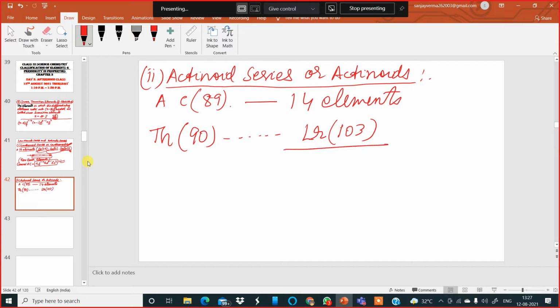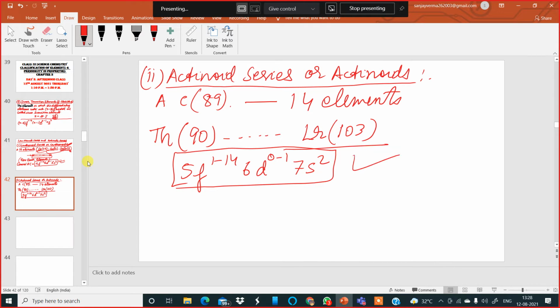And moreover, the general electronic configuration for these actinoids, I am giving straight away over here. That time it was 4f, now it is 5f, 1 to 14, and then 6d, 0 to 1 electron, and then 7s2. So this is the general electronic configuration of the actinoids, which you must learn and remember. Lanthanoids start with 4f, and actinoids start with 5f. This is very important to remember.